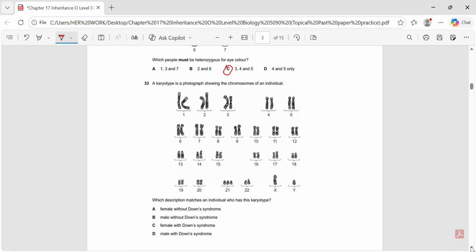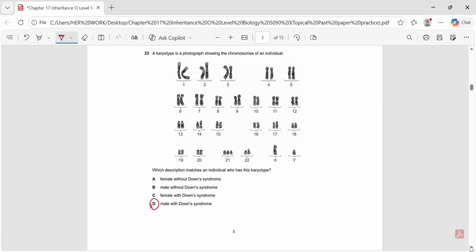Finally, the last question shows a karyotype, which is a photograph of the chromosomes of an individual. The diagram includes 3 chromosomes at position 21 and XY sex chromosomes. The question asks which description matches this karyotype. The correct answer is D, a male with Down syndrome. Because Down syndrome is caused by an extra chromosome at position 21, a condition known as trisomy 21. The XY chromosomes indicate a male, where the Y chromosome is smaller in size compared to the X chromosome.